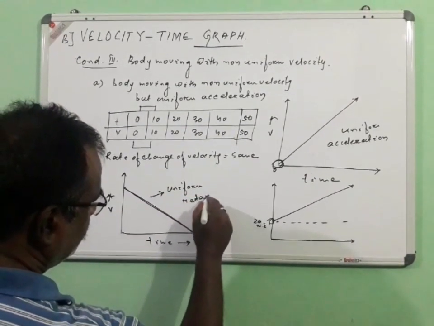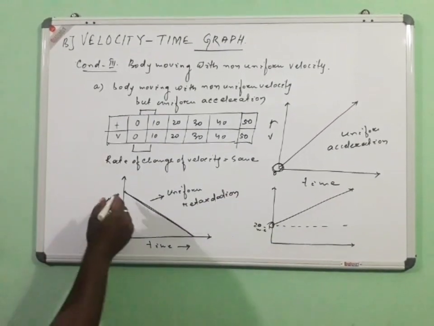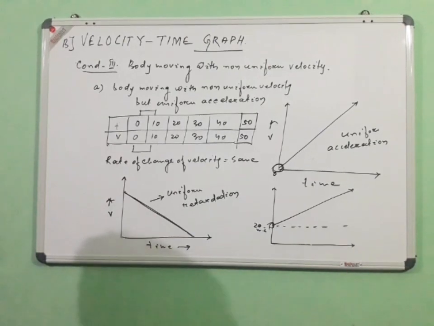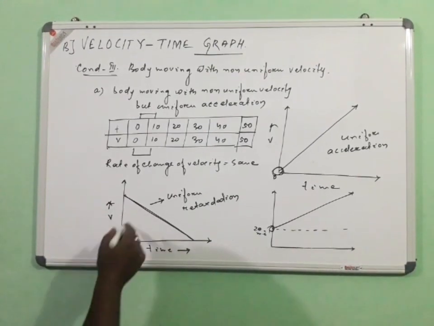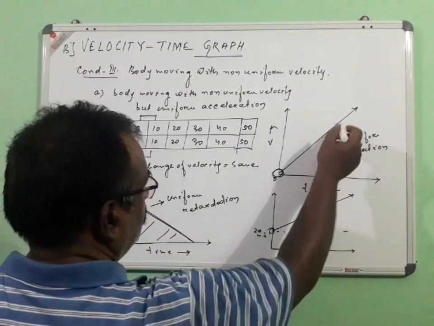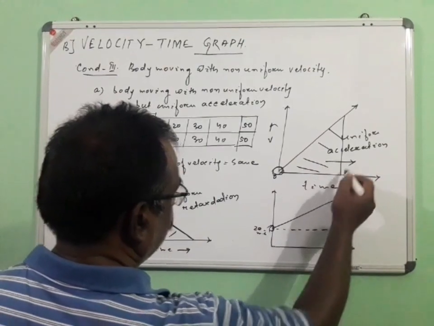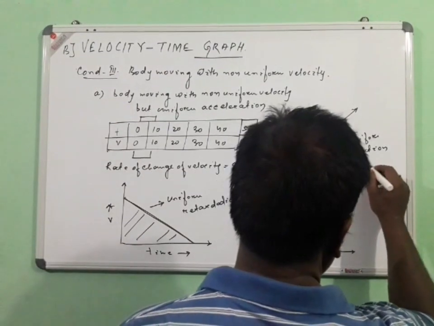So this is a case where the body is retarded uniformly. Because this is a decline or descending graph, in such cases we can find out that the area enclosed between the graph will indicate the distance covered.